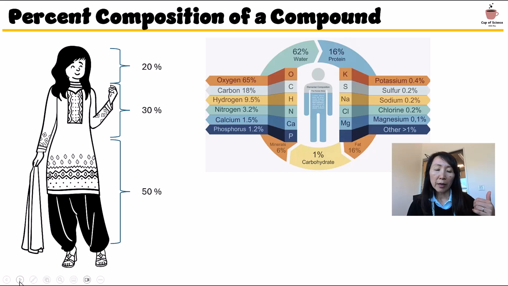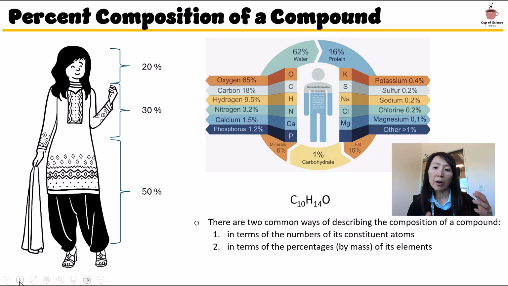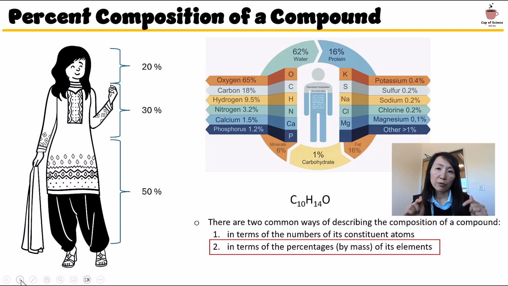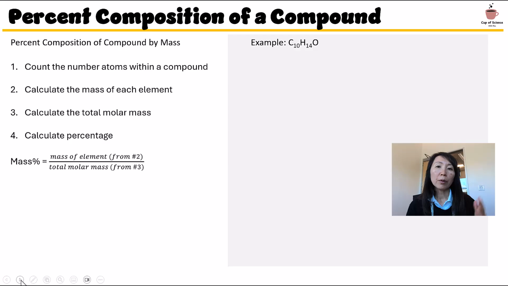So if I were to take a compound like C10H14O, we can try to describe its composition in two different ways. One, it could be by constituent atoms, so how many atoms there are, or we can do it by mass percentage. In this video, we're going to be focusing on the percentage by mass of the elements. So let's look into C10, H14, and O and determine the percentage of carbon, hydrogen, and oxygen with respect to mass.